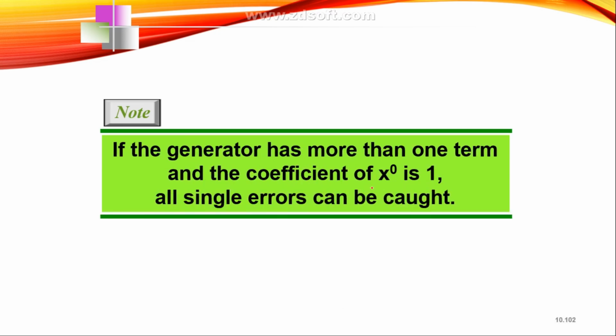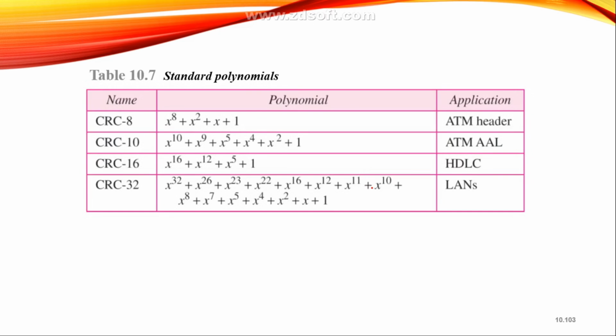And remember, if the generator has more than one term and the coefficient of x raised to 0 is 1, then all the single errors can be detected. This is the standard polynomial table.